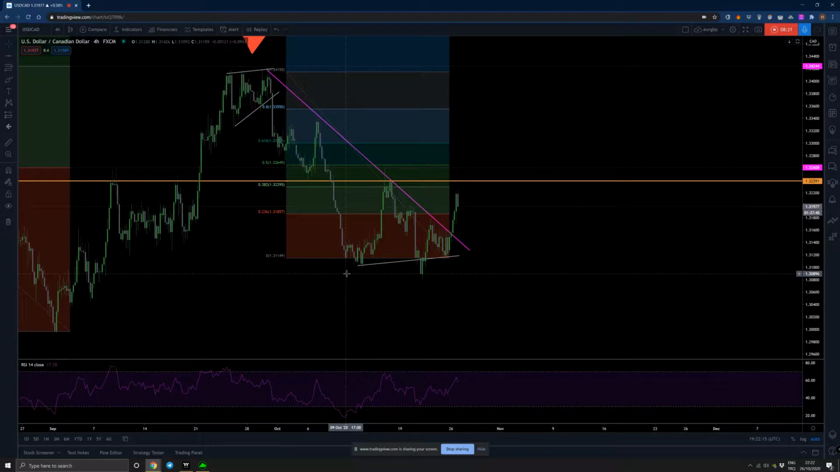I hope this makes sense, guys. And again, this is not financial advice. Please don't go short here or long here, okay? But try these ideas in your demo accounts and try to come up with your own trading strategy.